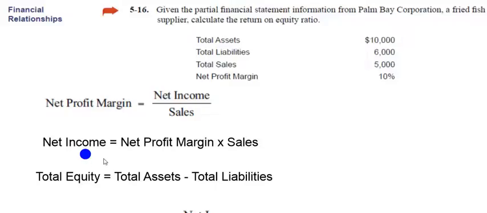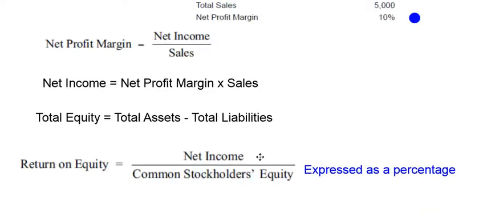Which is going to be net profit margin right here times sales right here. So 10% times 500,000 should give us a net income of 50,000. Yeah, 10% of 5,000... yeah, 500. So that's what our net income is going to be. So that gives us the numerator, or the top, of our ratio here.